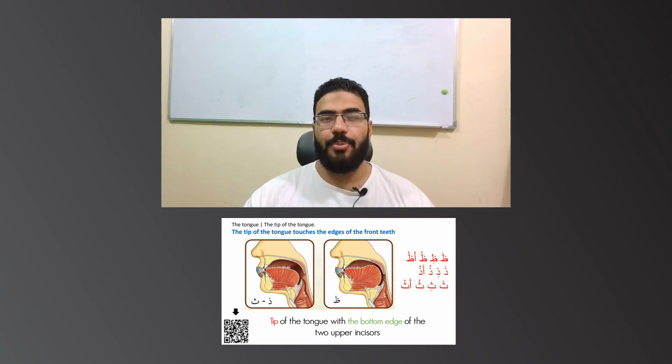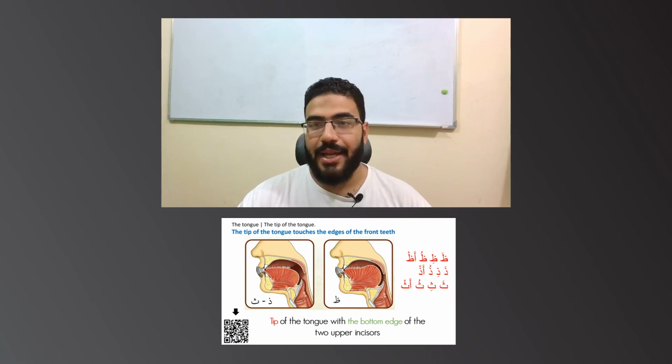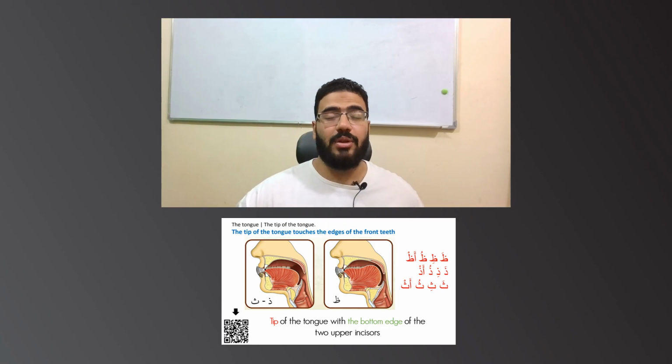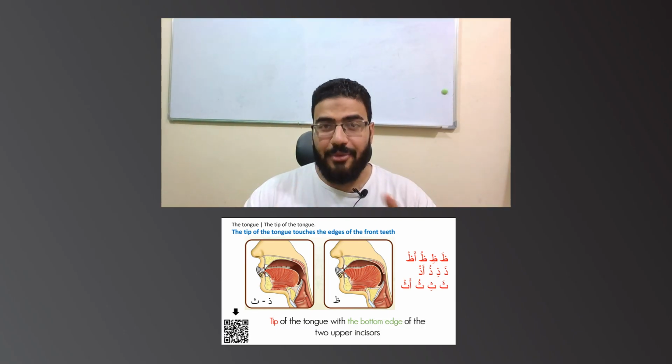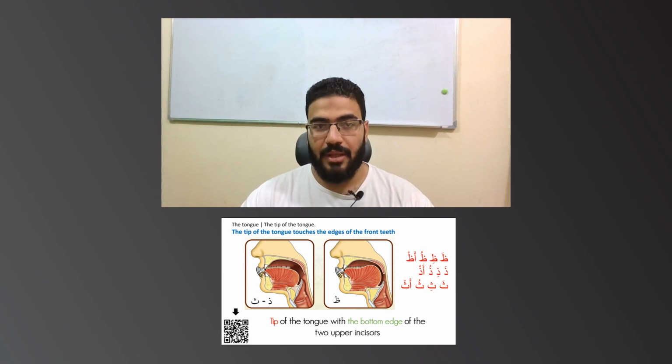All the letters that we're talking about now, like noon, ra, lam, ta, dal, ta, sad, zay, sin, are all from the tip. But the difference will be from the tip of the tongue with what? With the palate, or with the teeth. And this is today's lesson.